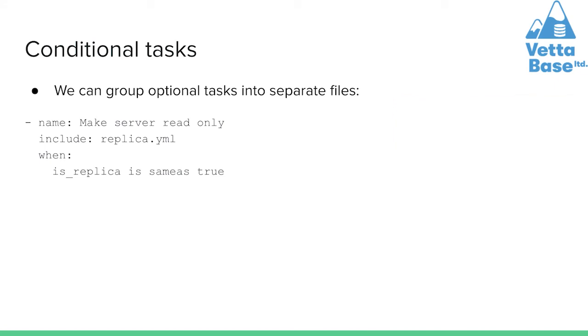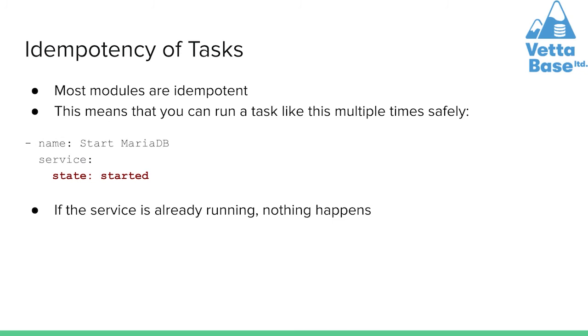Let's go on, and let's talk a bit about idempotency. Most modules are idempotent, and you can see an example here. Maybe we have this task to start MariaDB. It uses a service module, and basically what it does is making sure that the service state is started. So if the service is not running, the task will start it. If the service is already running, the task will do nothing. Okay. And again, this is good because it means we can deploy this task multiple times, even in production. It will not restart anything.